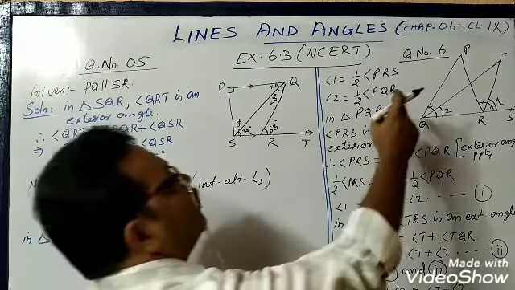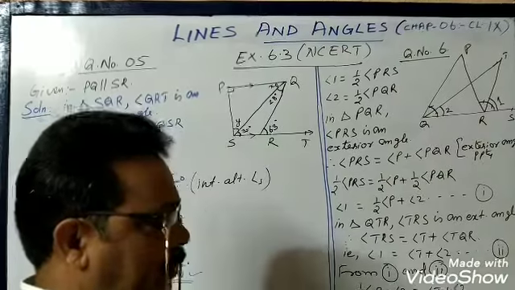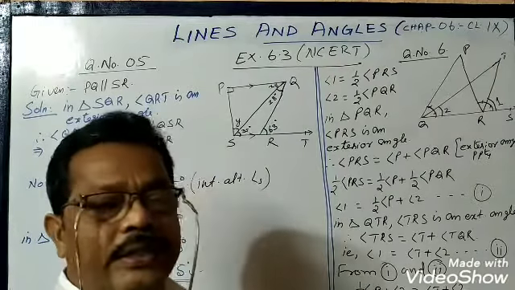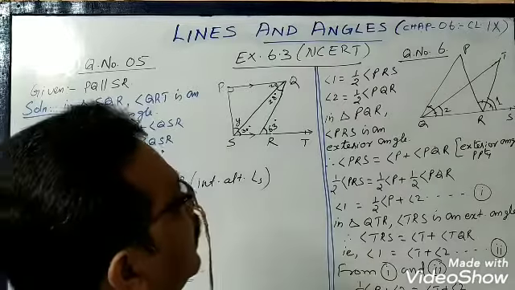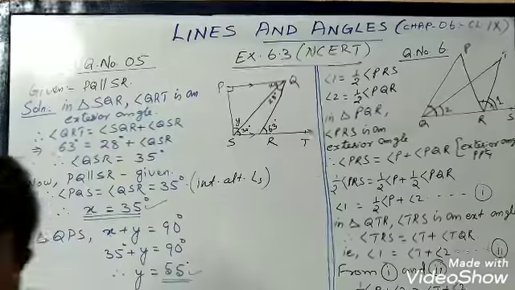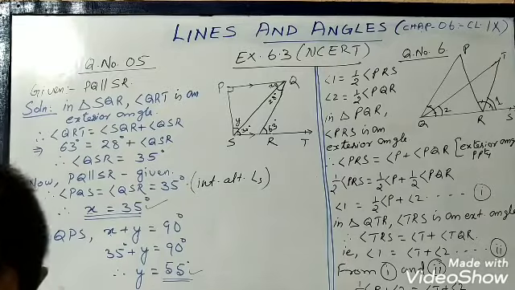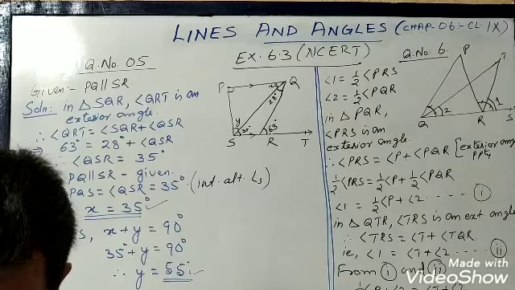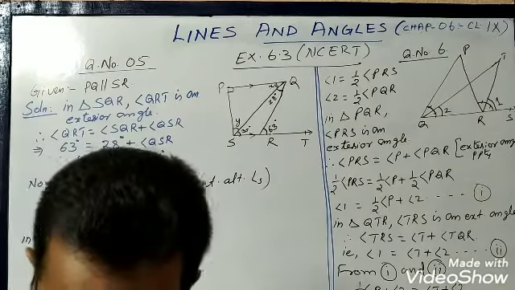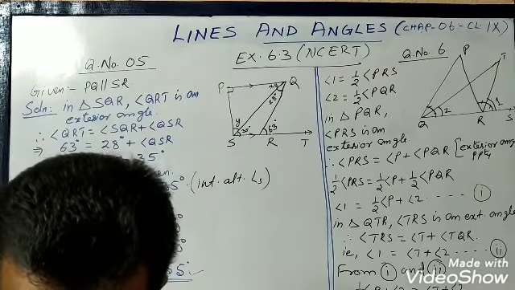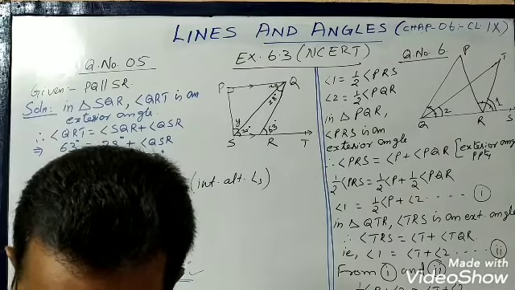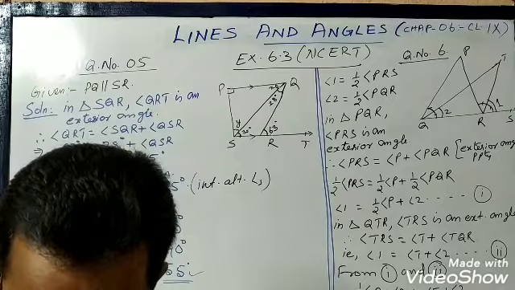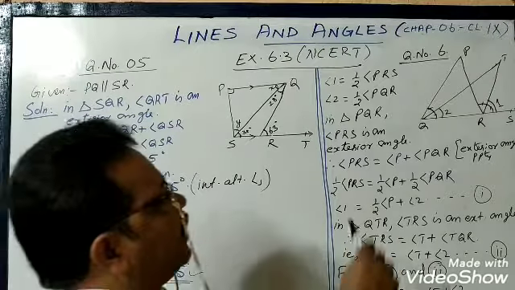Now question number 6. This question is very important. This question is usually asked in examinations by your teachers. What is the question? In figure 6.44, the side QR of triangle PQR is produced to a point S. If the bisectors of angle PQR and angle PRS meet at point T, then prove that angle QTR equals half of angle QPR. That's the question, and the figure is given.